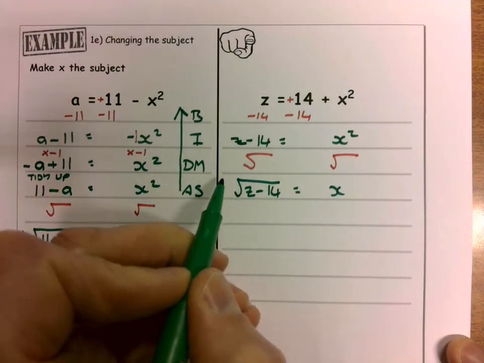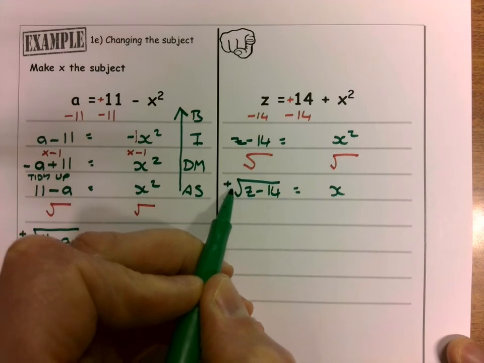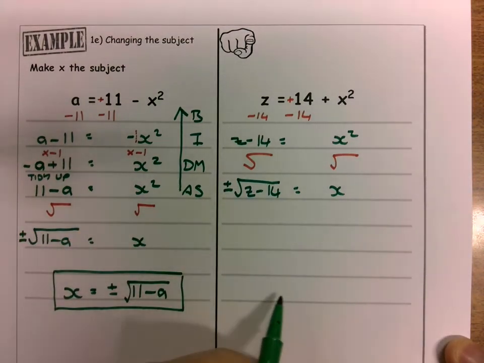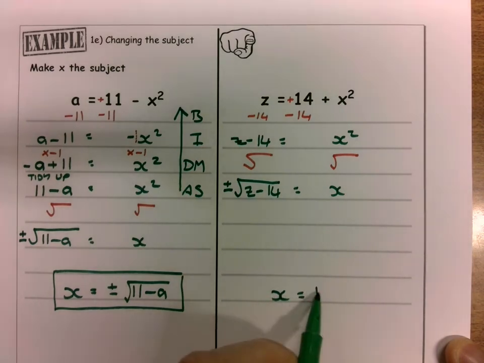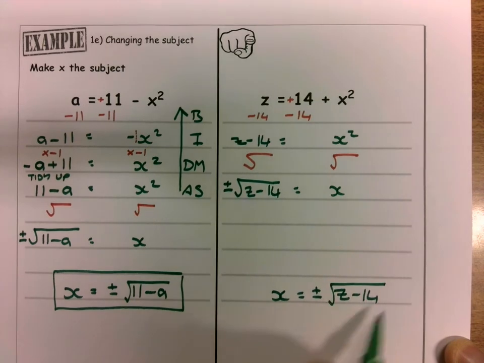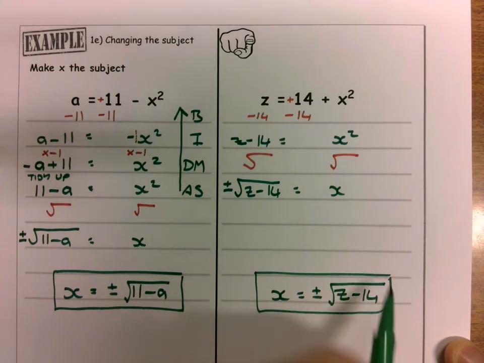But remember, whenever we do a square root, we get the positive answer and a negative answer. And then we just need to switcheroonie that back round. So x is plus or minus z take 14, all square rooted. Okay.